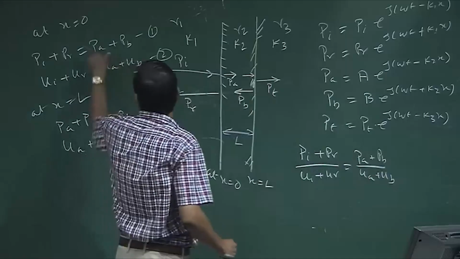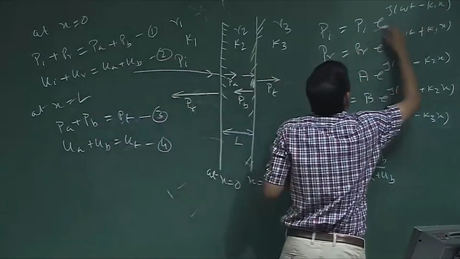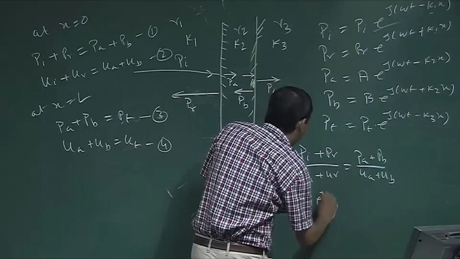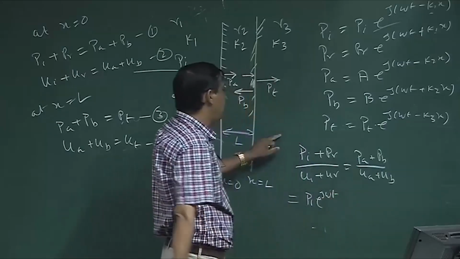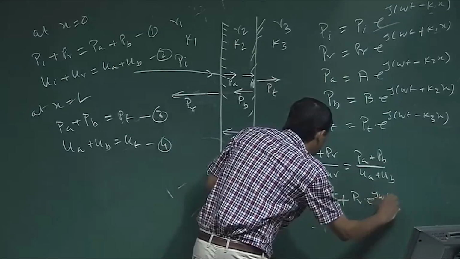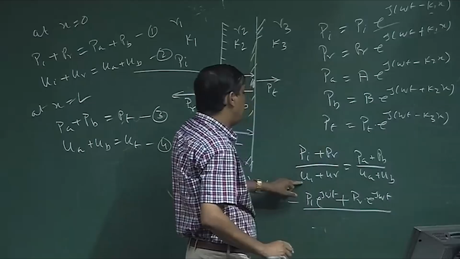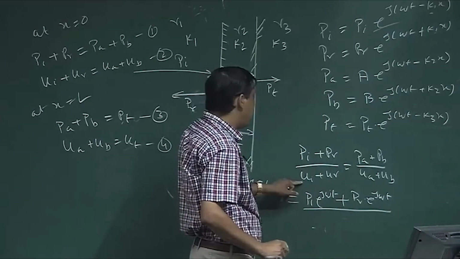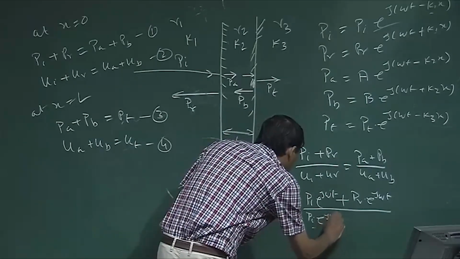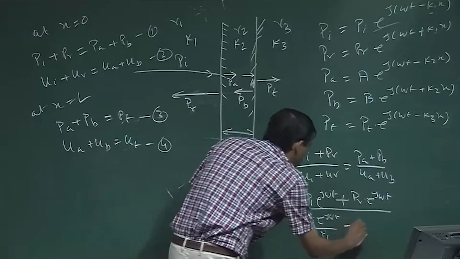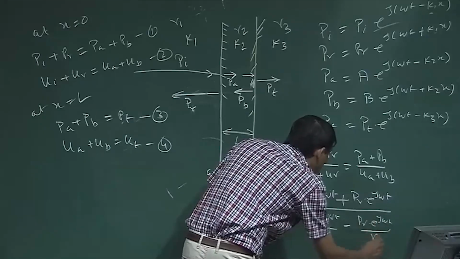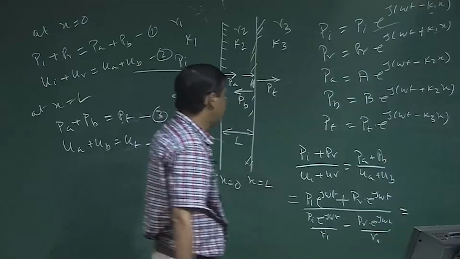Okay. So at x equal to 0, what is Pi? Pi is nothing but Pi e to the power j omega t, plus Pr into e to the power j omega t, divided by, what is Ui? Ui is nothing but Pi by R1. So I can write Pi e to the power j omega t divided by R1 minus Pr into e to the power j omega t divided by R1 is equal to, what is Pa?